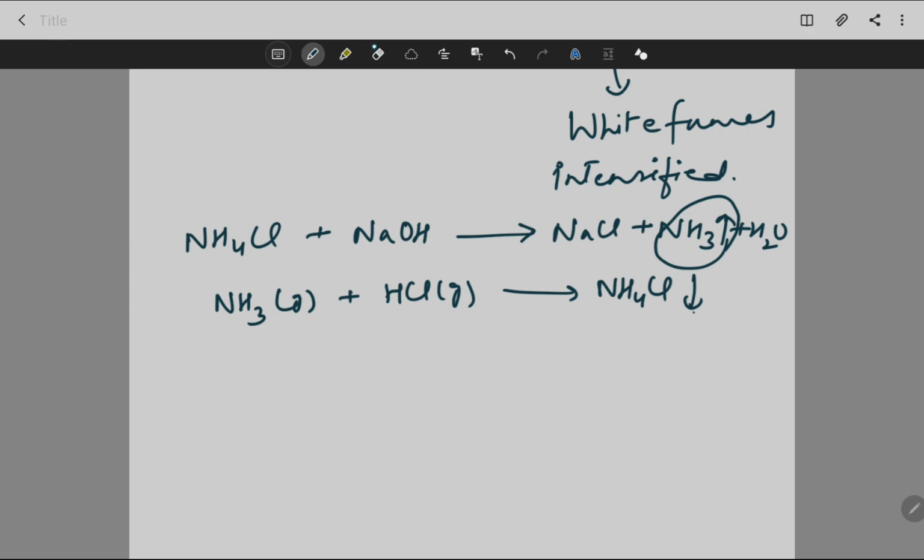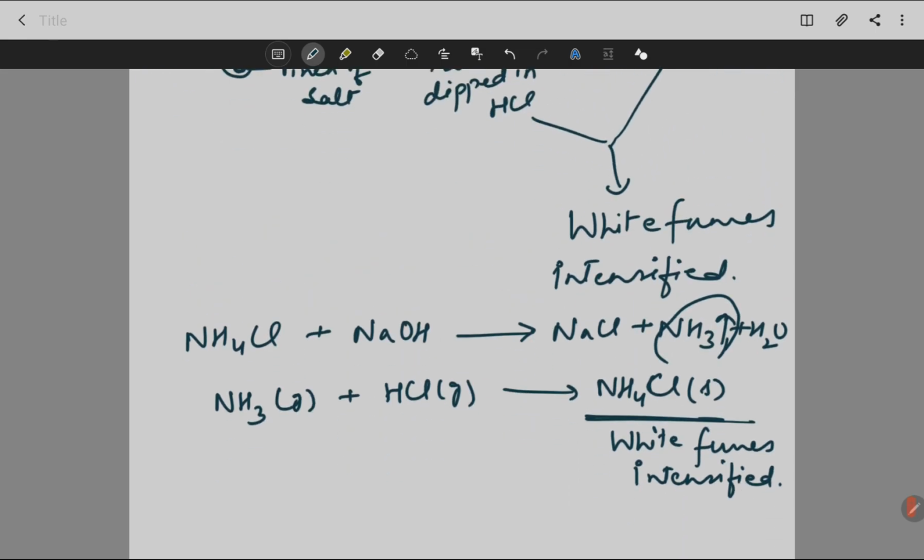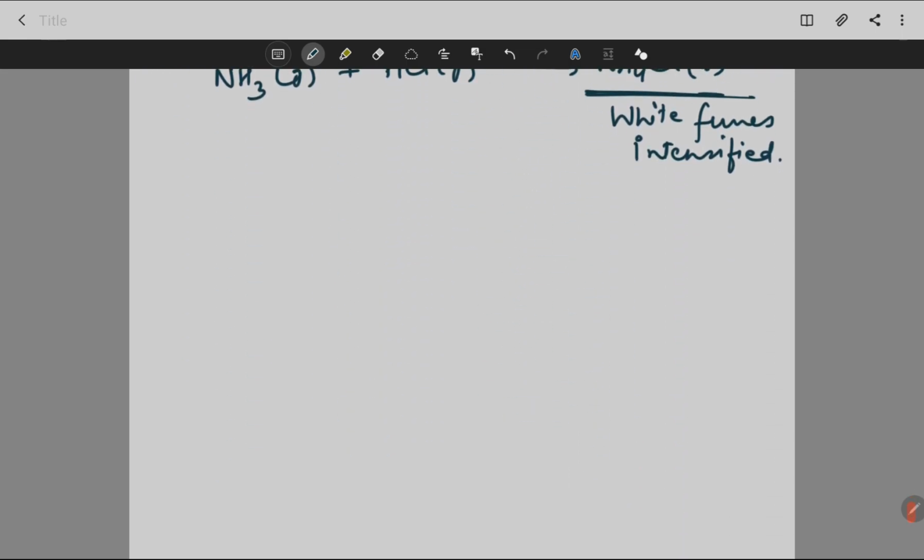This is a solid, ammonium chloride solid. Because of this solid ammonium chloride, which has a property of subliming, white fumes intensified. So this is one of the indications, or you can say the preliminary test for ammonium.